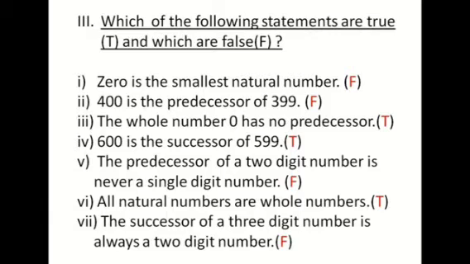The predecessor of a two-digit number is never a single-digit number. It is false. I want to explain it here. Take one example of a two-digit number as 10. The predecessor, 10 minus 1, will be 9. So, the statement here is not correct. Next, all natural numbers are whole numbers. Yes, it is true. The successor of a three-digit number is always a two-digit number. It is false.